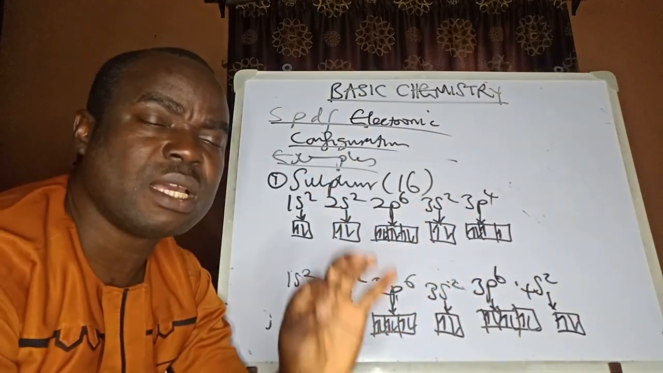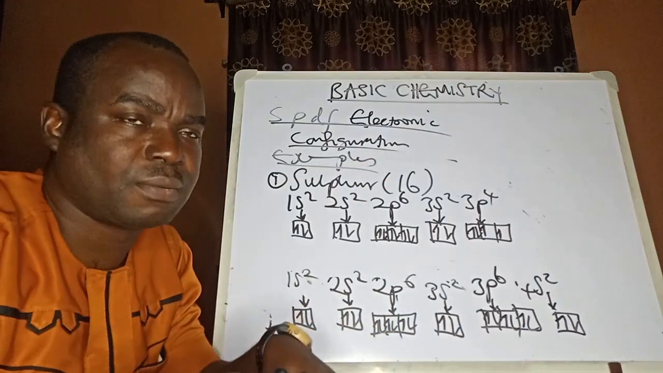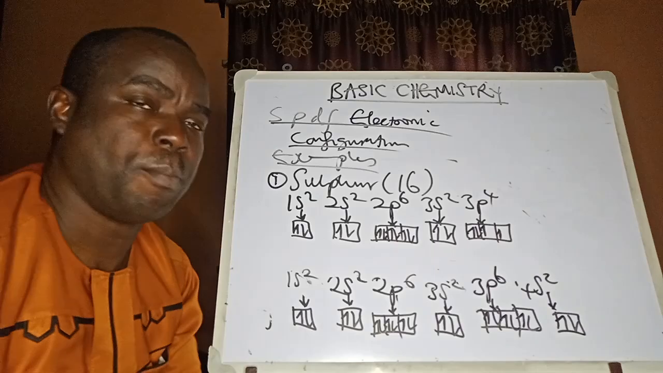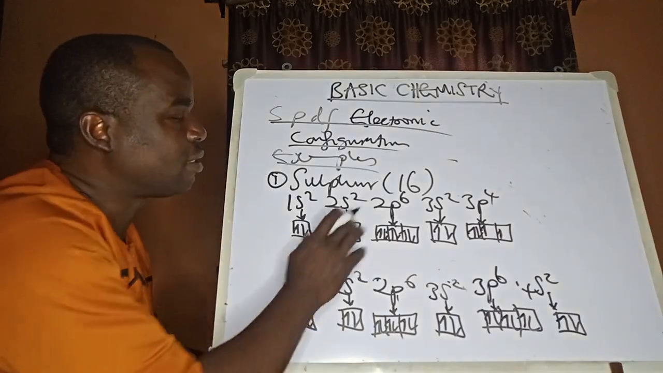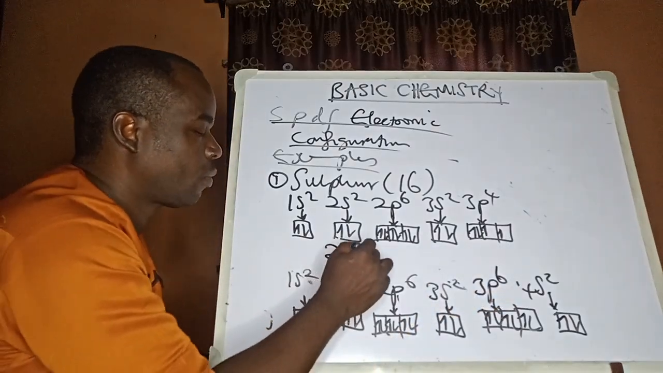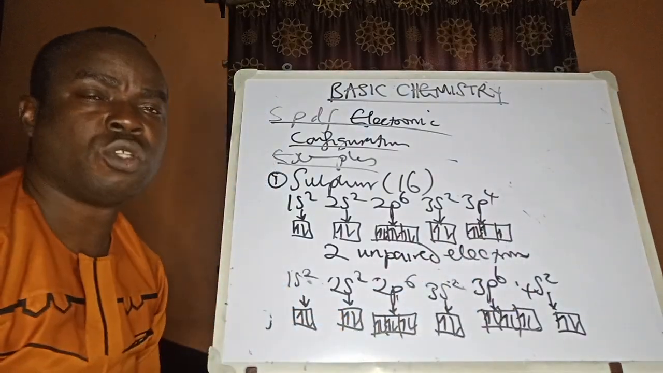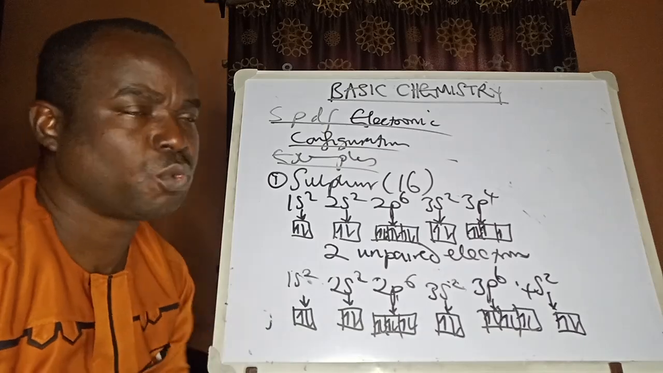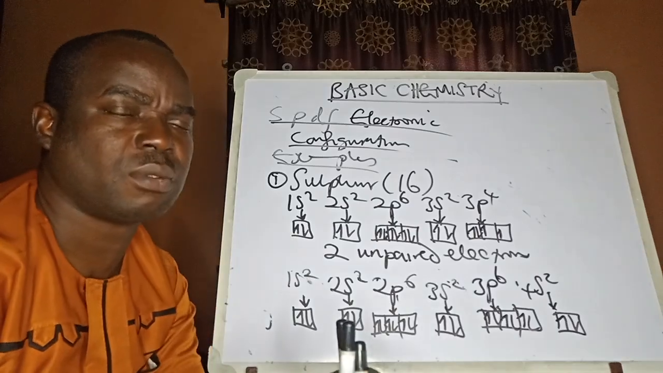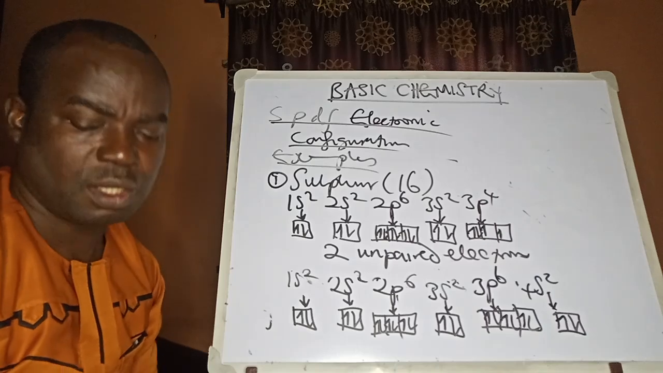Any electron, when you do the electronic configuration, any electron that is single or left alone in an orbital is said to be unpaired. It's said to be what? Unpaired. So at the end of the day, sulfur now has two unpaired electrons. If they ask you the number of unpaired electrons in an atom, do the SPDF. The electrons that are alone, that are single, are called the unpaired electrons. You now count them and get your answer. Is it clear? Let me show you another one.